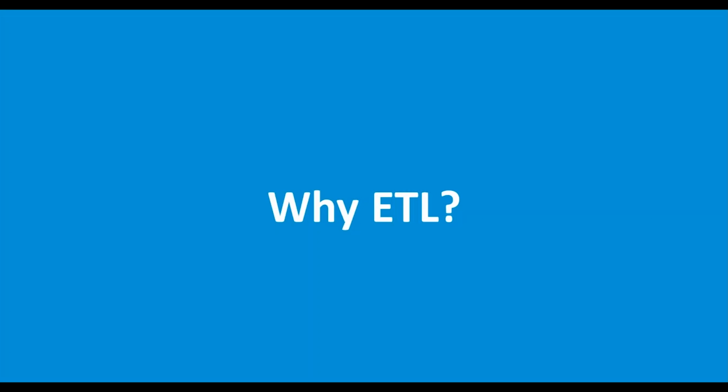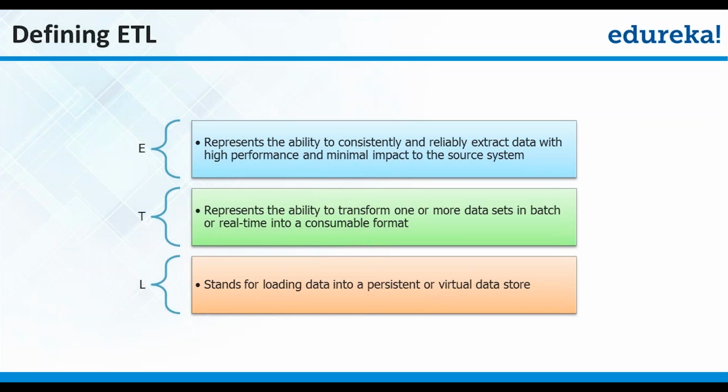Okay, coming next, why ETL? As most of you would be aware, ETL is an acronym for extract, transformation and load. E, that is extraction, represents the ability to consistently and reliably extract data with high performance and minimal impact to the source system. T represents the transformation, that is, the ability to transform one or more data sets, batch or real time, into a consumable format, and L represents the loading of data into a persistent and a virtual data source.